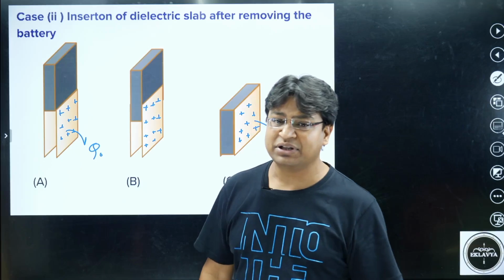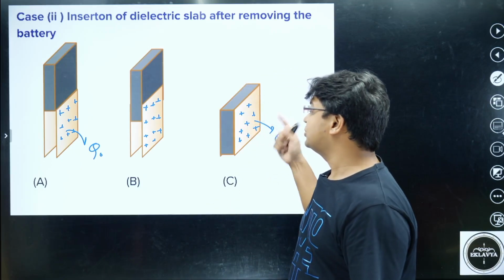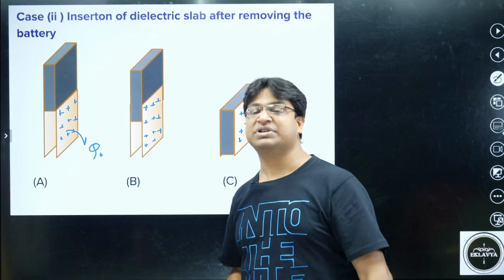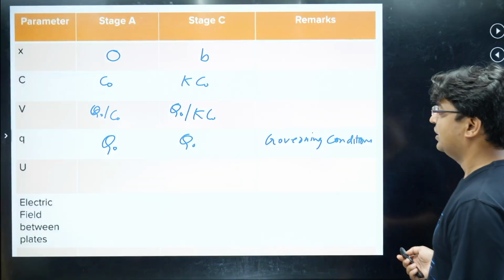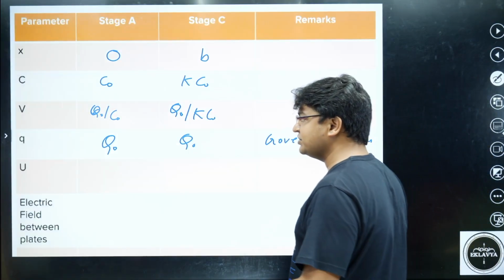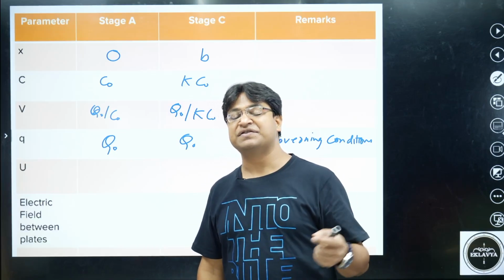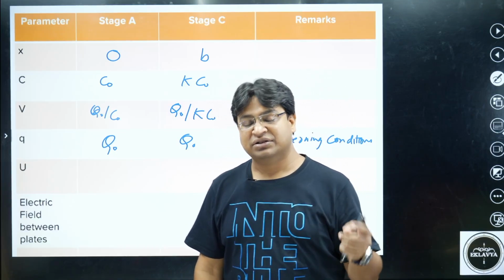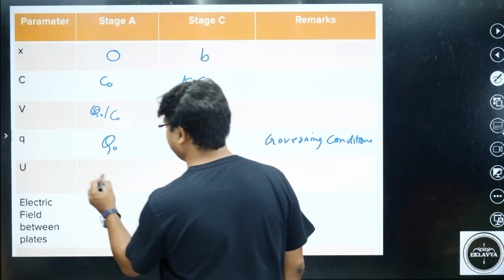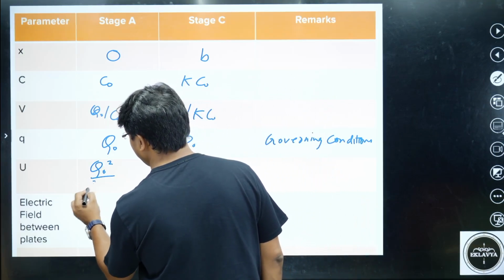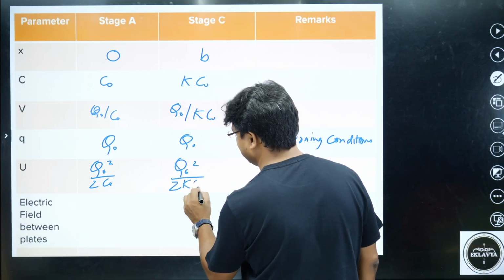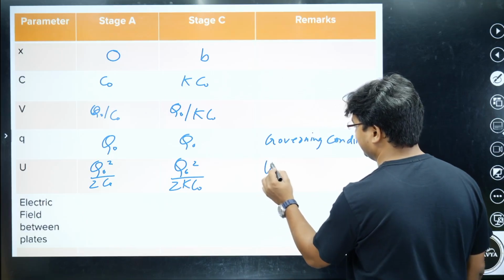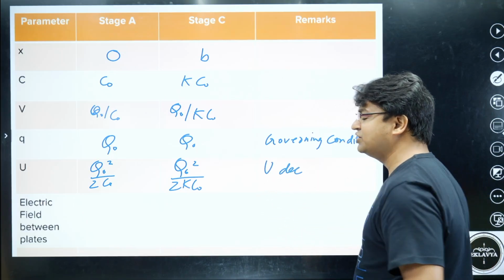Why didn't it happen in the previous case? Because the charge increased to compensate for the reduction in electric field, to maintain the same value of electric field in the previous case. Okay, now energy. Previously I was using half CV square because V was constant. This time, because charge is constant, the preferable formula to use would be Q square by 2C. So you can see that the energy has decreased.